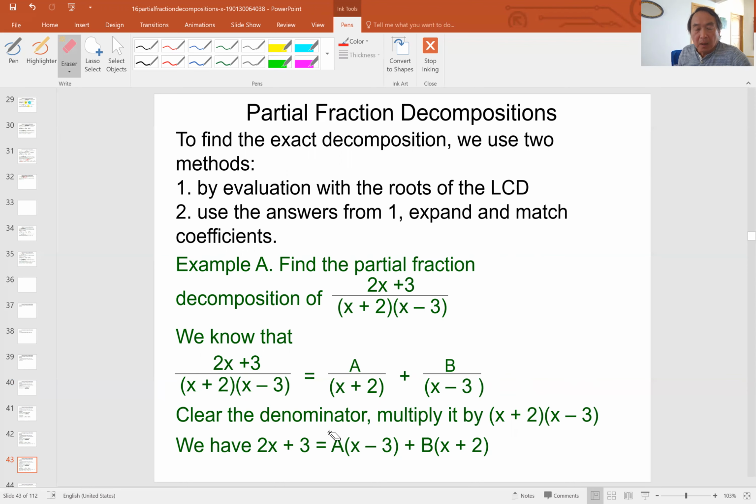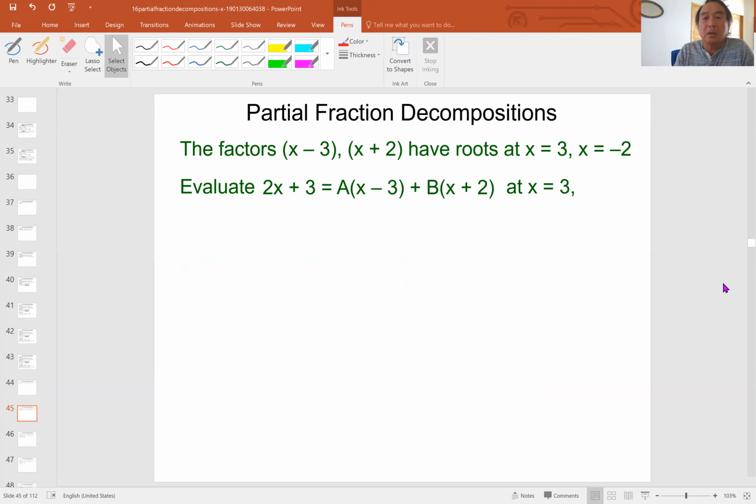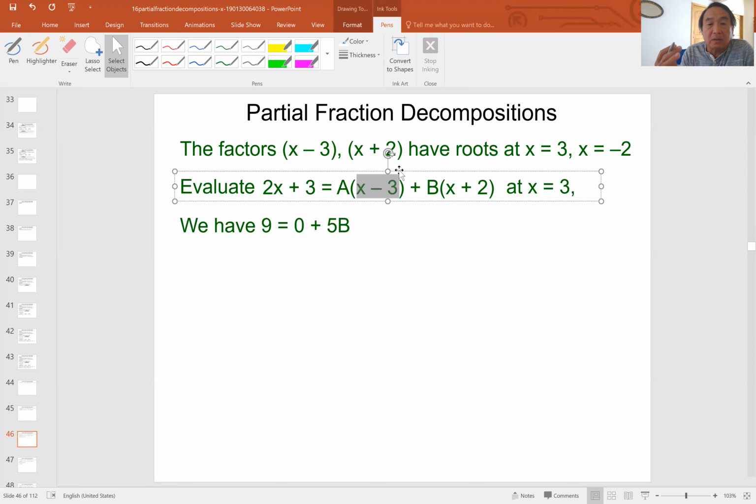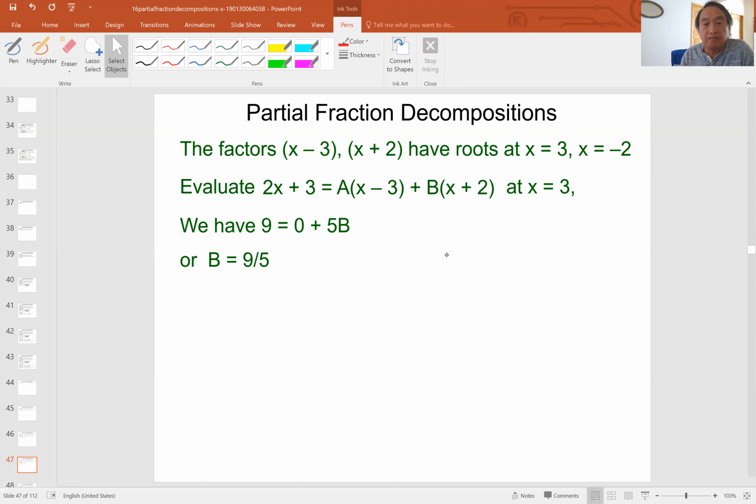The easy way to do this, the first way, is I can evaluate. What do you mean, evaluate? This is called the evaluation method. Choose a number you can plug in for x so that you can get the number A or B. Plug in 3. On the left-hand side, you get 15. On the right-hand side, plugging in 3 makes this term disappear, and this becomes 5, which tells you what B is. This method we call the evaluation method.